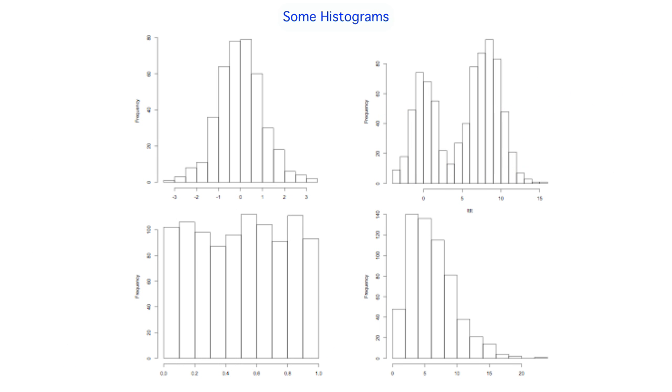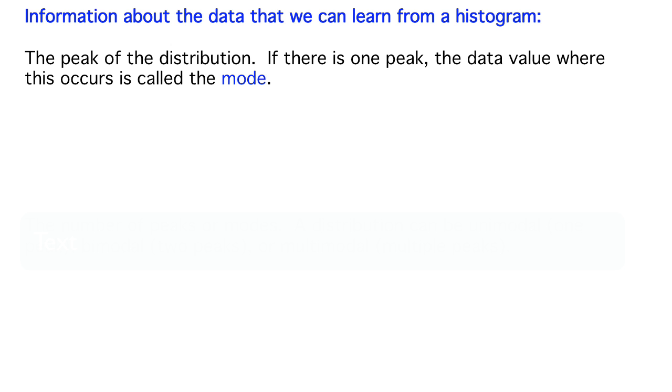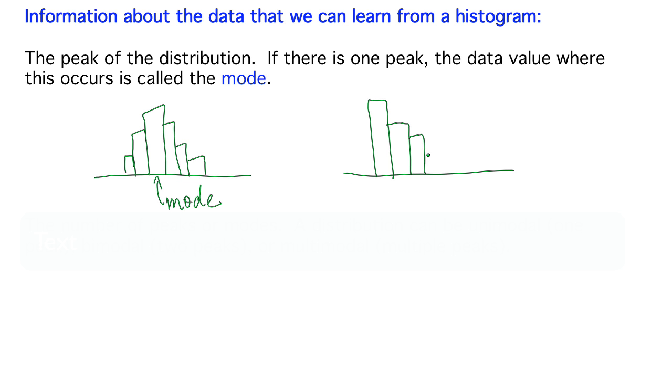Here are a few examples of the range of shapes of distributions we can see in histograms. The histograms vary by the number of peaks and whether or not they have a peak, how symmetric they are, and how long the tails are relative to each other. From a histogram, we can get lots of information about the data. We can learn the peak of the distribution. If there is one peak, where it occurs is called the mode, corresponding to the most common bin of data values.